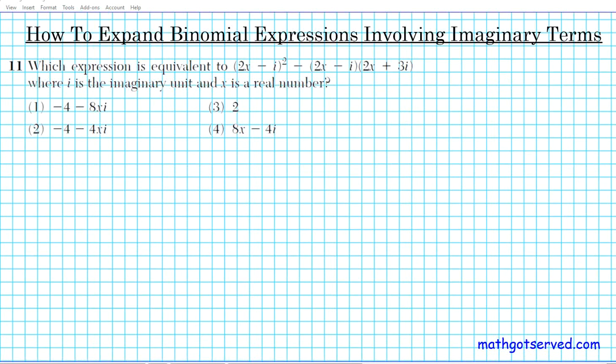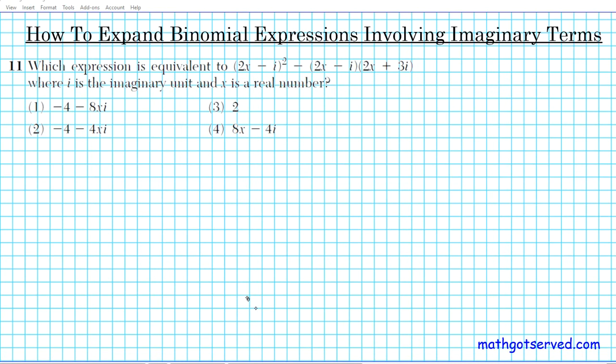Question 11, you've been assessed on how to expand binomial expressions involving imaginary terms. Question 11 reads, which expression is equivalent to (2x − i)² − (2x − i)(2x + 3i), where i is the imaginary unit and x is a real number.